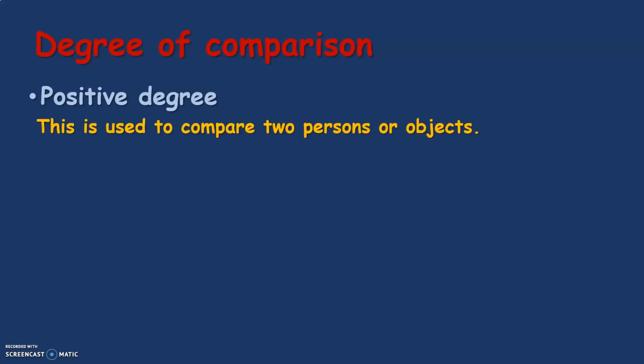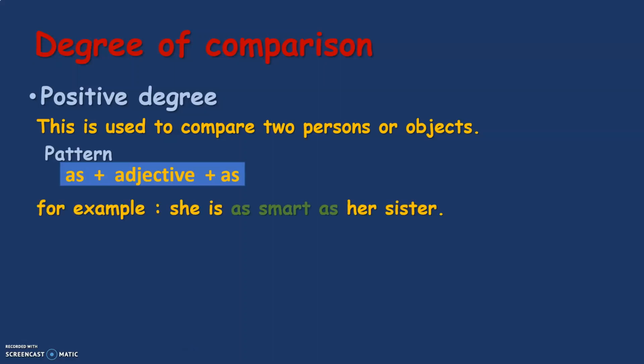Positive degree is used to compare 2 persons or objects. It has a specific pattern. So let's see what pattern positive degree has. As plus adjective plus as. For example, she is as smart as her sister.